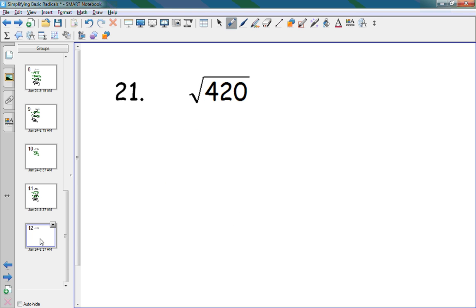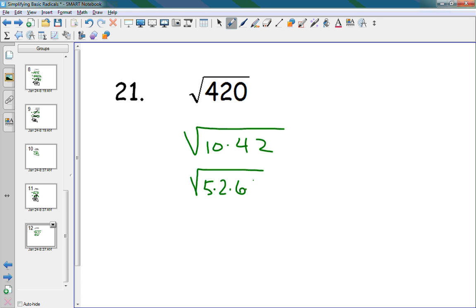Good. 21. Is that going to help us though? So what could I break it down easily? 10 and 42. And 10 is going to be 5 times 2. 42 is going to be what? 6 times 7, right? Yes. 6 times 7. Well, what's 6? 2 times 3, right? So what do I have 2 of in there?